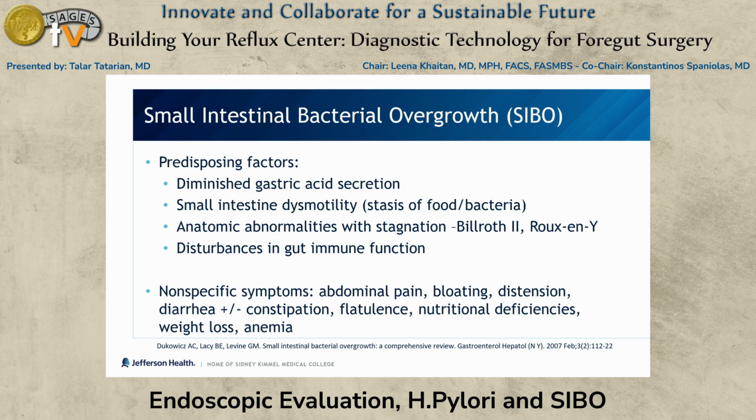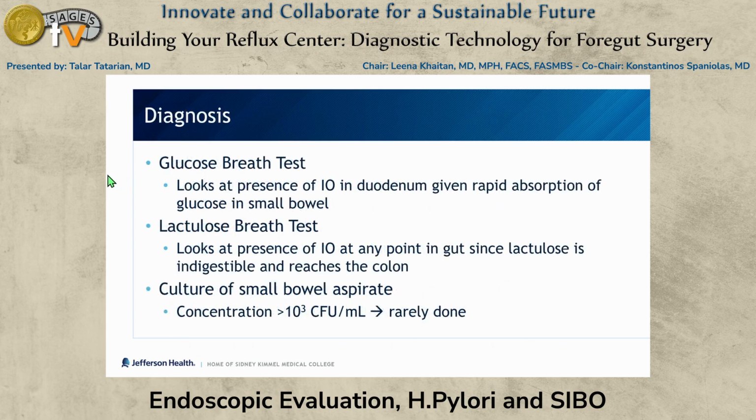Patients will typically have nonspecific IBS-like symptoms, so abdominal pain, bloating, distension, diarrhea, or constipation. And then in severe cases, there'll be nutritional deficiencies, weight loss, and anemia. And since these symptoms are so vague, you really do need diagnostic testing to confirm, and you don't want to just treat empirically with antibiotics. So the mainstays of diagnosis are the breath tests. So glucose breath test would look at the presence of intestinal overgrowth, predominantly in the duodenum since it is rapidly absorbed, whereas the lactulose breath test can test for intestinal overgrowth anywhere in the GI tract since it makes it all the way to the colon.